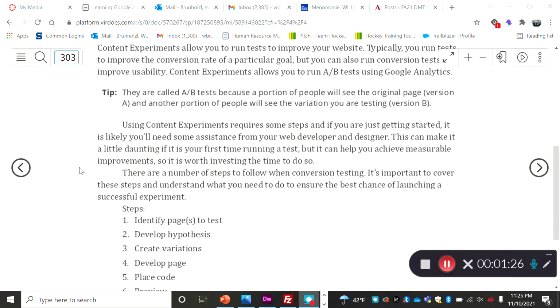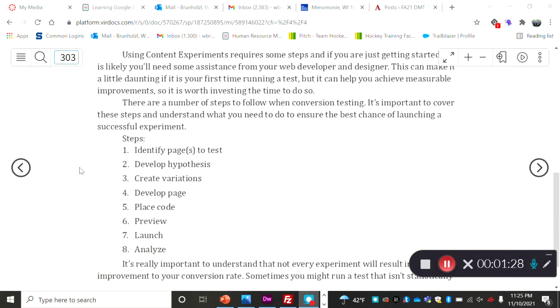There are some steps that you should follow if you are going to do some content experiments. So steps are: you identify the page to test, pick a page. You can't just pick every page, obviously. You've got to pick a page, test it out. It's a lot of work to test every page. So it's always good to develop a hypothesis. And pretty much anything you learned that way back in the day, hypotheses are super important, and important in this scenario as well.